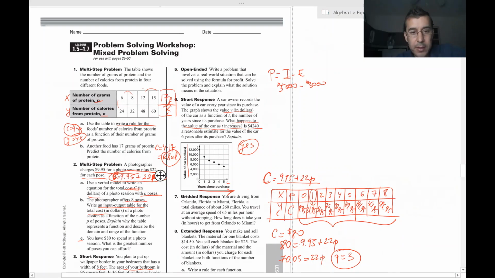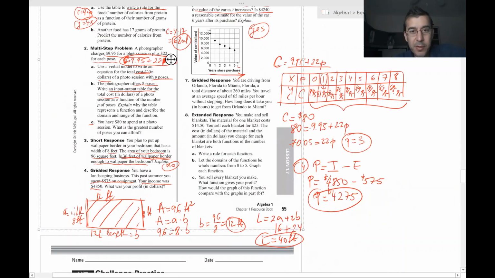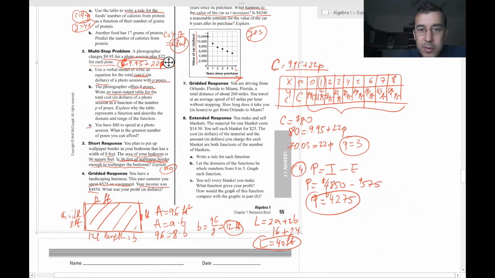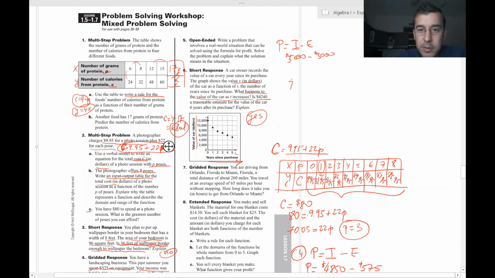Number 7, gridded response. You are driving from Orlando, Florida to Miami, Florida, a total distance of about 260 miles. So let's put it right here. So this is number 7. You're driving from Orlando to Miami, a total distance. So distance, D equals RT. That's the formula for distance. The distance is 260 miles from Orlando to Miami.